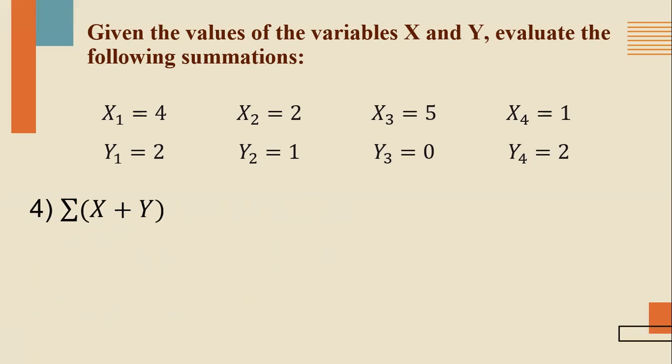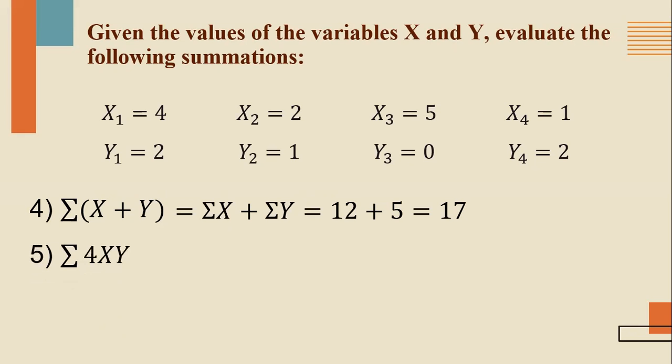Next, let's have the summation of x plus y. This means that we will add the summation of x and the summation of y. So the summation of x is 12 plus the summation of y, which is 5. It's equal to 17.